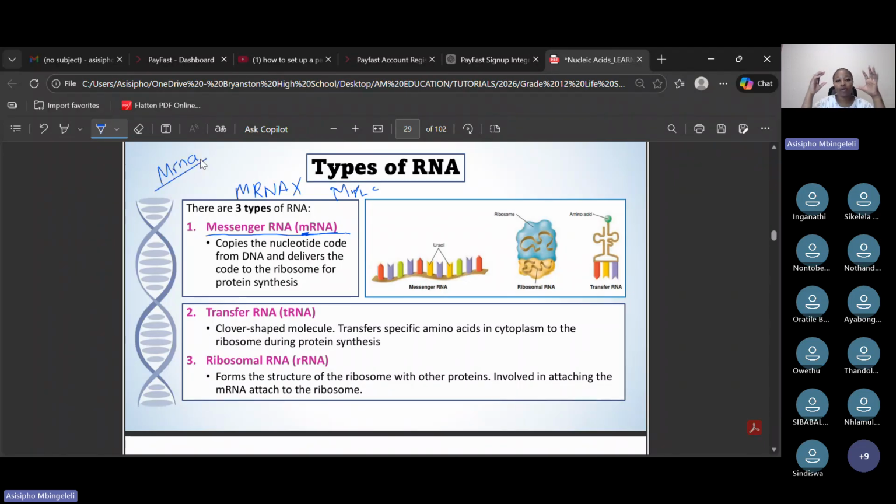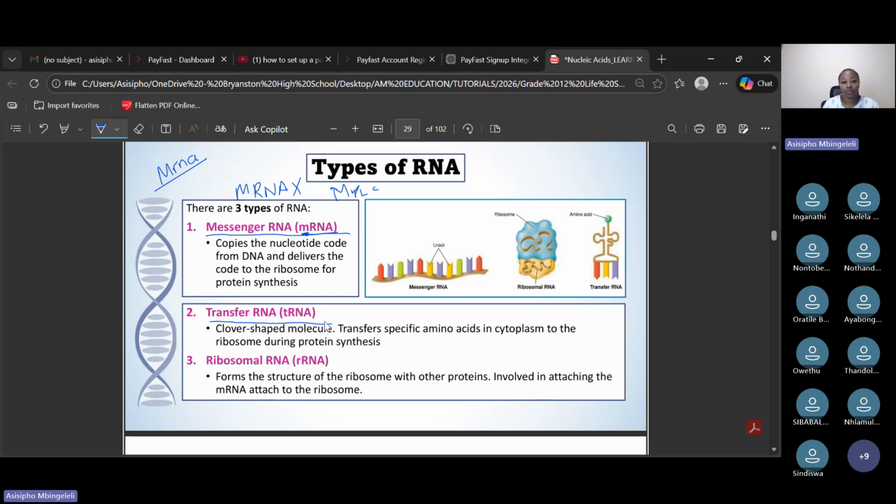So this is a type of RNA that is going to be formed inside the nucleus. So it'll be formed inside the nucleus during transcription. So it's going to use a genetic code from DNA and then deliver that genetic code to the ribosome. So I'm going to just say that and leave it as is at this point, because then we're going to explain it in another lesson when we do protein synthesis. That's probably next week.